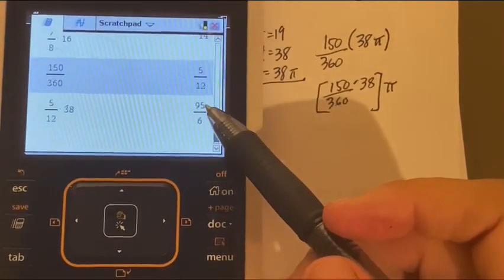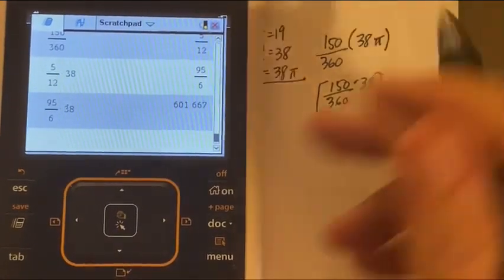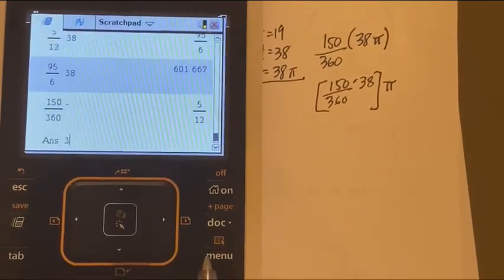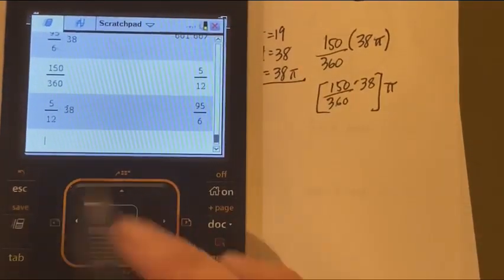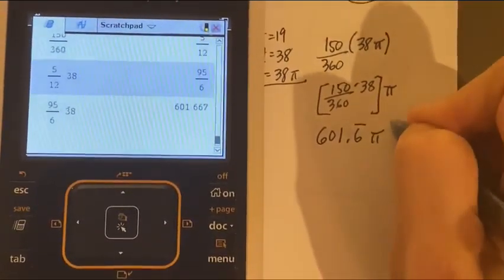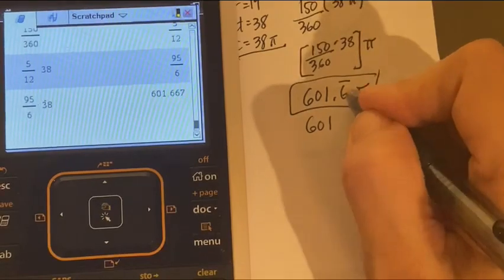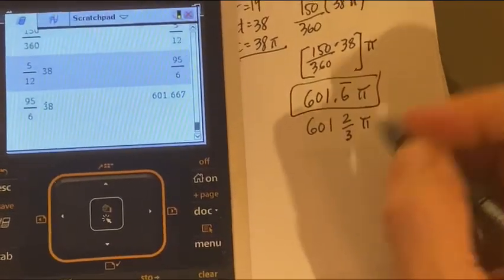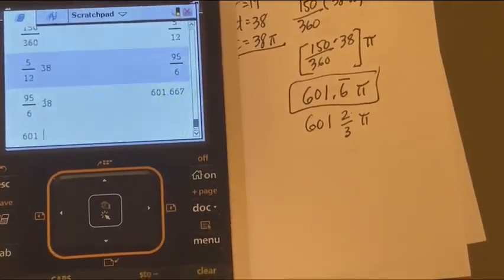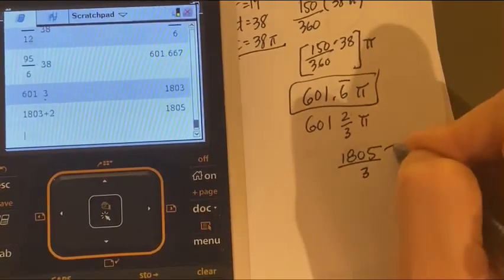Yucky, right? So what is the decimal? Let's look at this again. 150 divided by 360, enter, times 38, enter. Yeah, I get the same thing. So if I turn this into a decimal, I get 601.6 repeating pi. So this would be a possible answer. I think a better answer would be 601, and that's actually the number 2/3, right? So even better is if I multiplied this times 601 and added the 2. So 601 times 3 plus another 2.